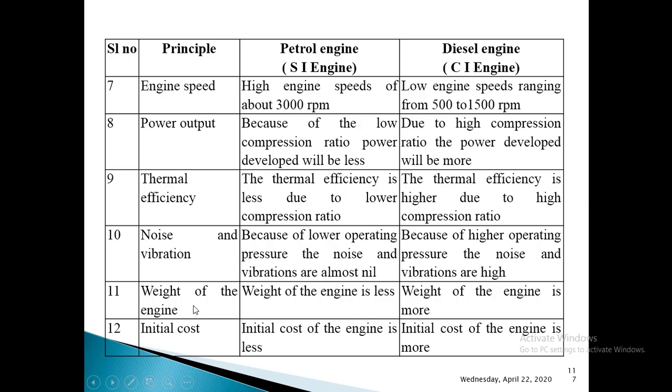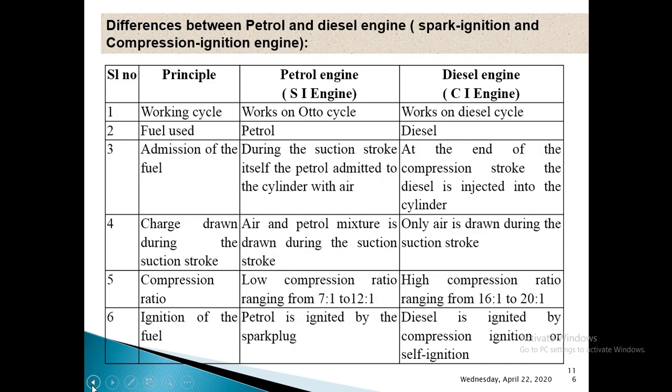Next, weight of the engine. The weight of the petrol engine is very less, whereas weight of the diesel engine is more. Next, initial cost. Initial cost of the petrol engine is less, whereas initial cost of the diesel engine is more. Yes, these are all the 12 points we need to remember as a difference between petrol engine and diesel engine. I'll recall all these once again so you can remember the parameters. If you remember the parameters, then definitely you can write the difference between petrol engine and diesel engine. So we'll discuss once again.